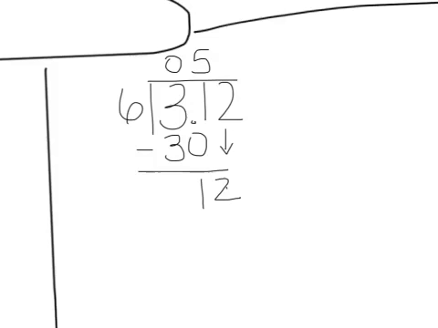6 times what is 12? 6 times 2 goes into 12. It goes in evenly, so my remainder is 0. I need to remember I have a decimal. I bring up my decimal, and so 3 and 12 hundredths divided by 6 is 52 hundredths.